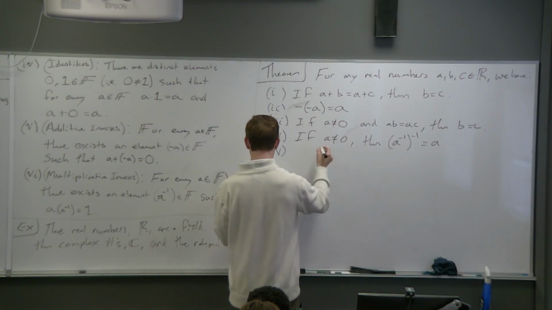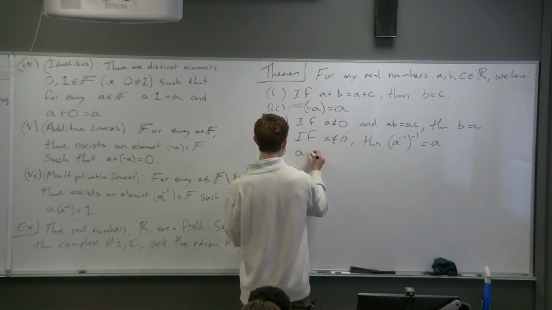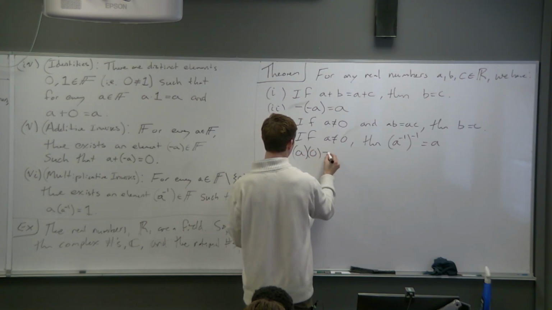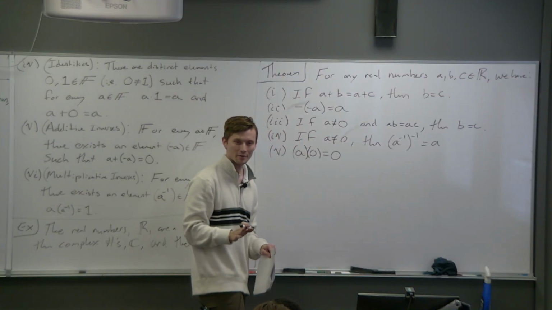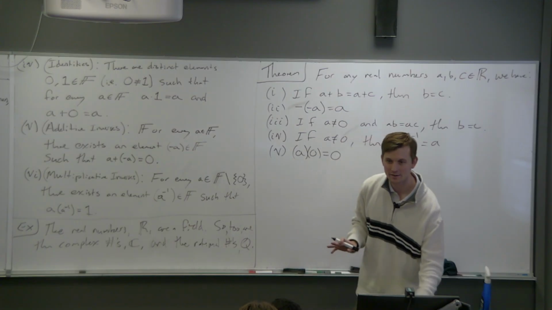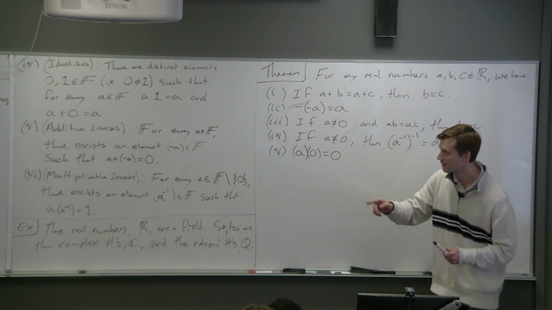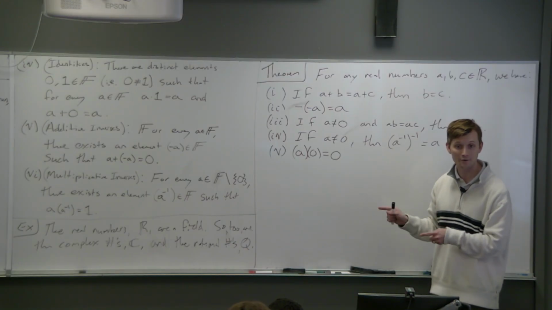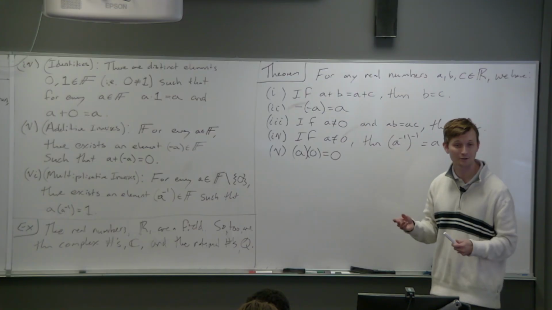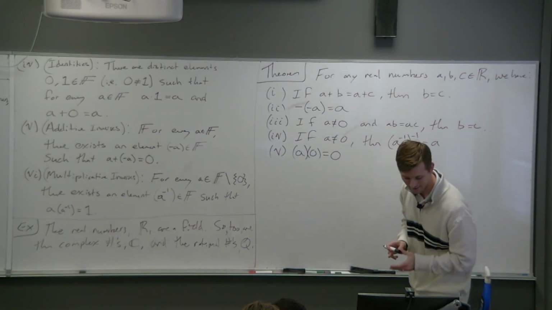5. a times 0, I'll write it like that, is equal to 0 for whatever a you have. Notice, while this seems like something obvious, it was in fact not one of our field properties. It is something that comes out of those basic properties. It is impossible to get out of it. Okay.